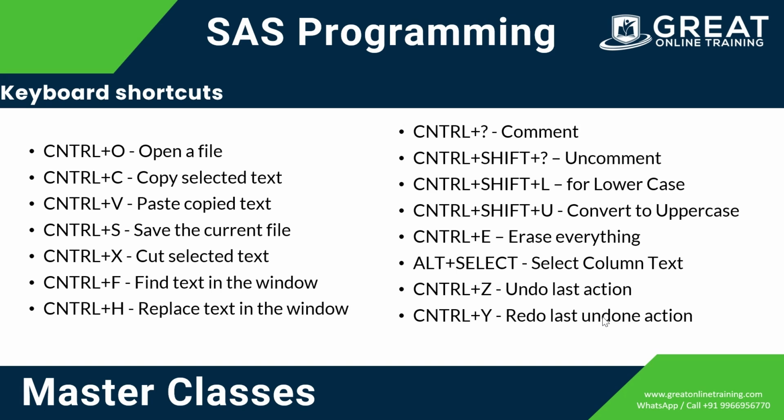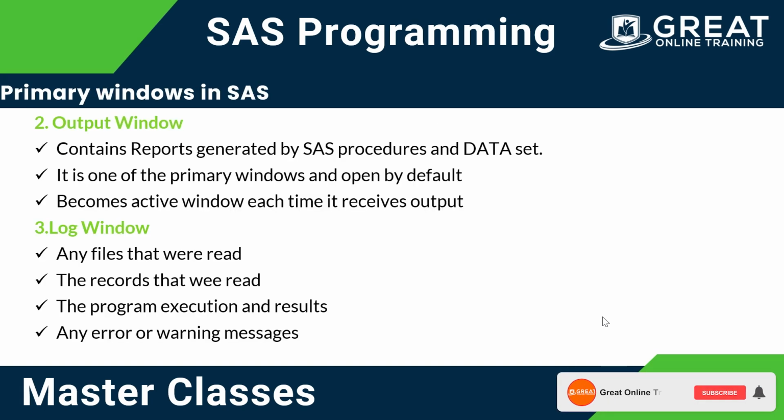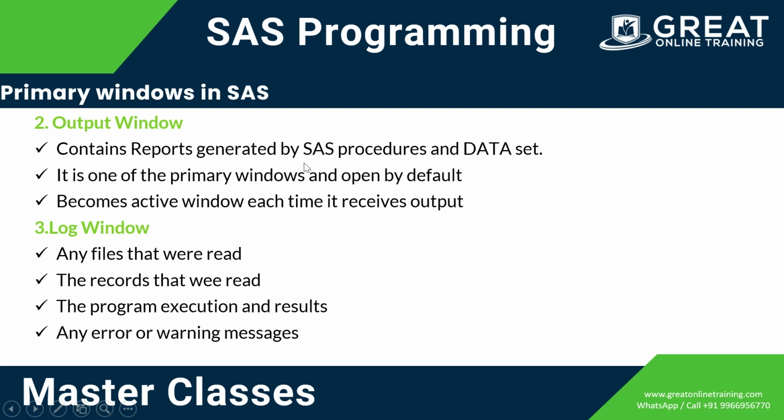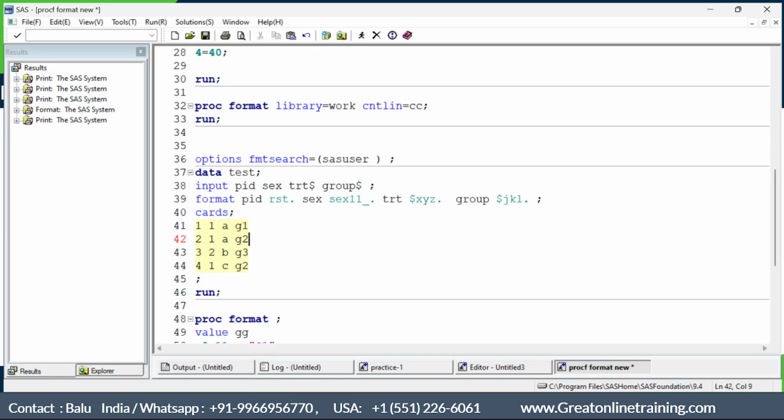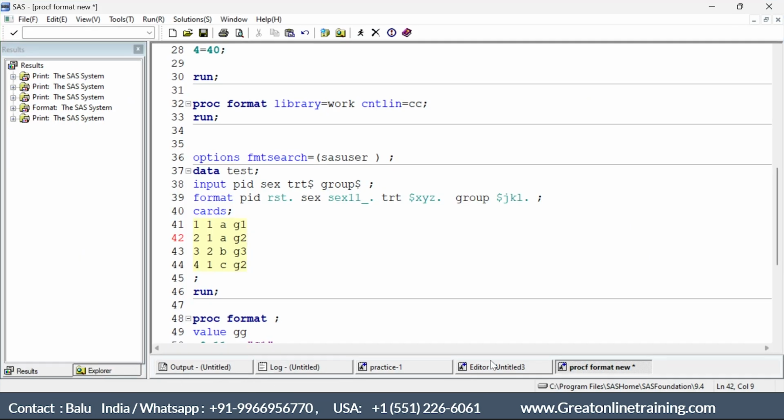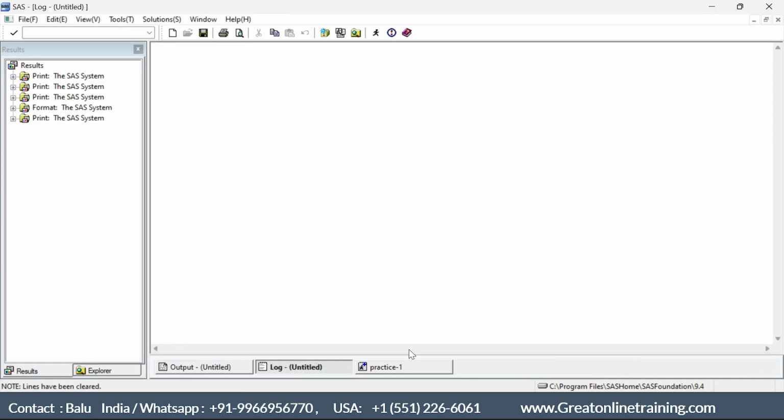Good. So now if we move on, we have some other windows, like the output window. What is this output window? What do we use it for? It contains a report generated by SAS procedures and data sets. So whatever output we are getting in the output window right now, let me close unnecessary stuff for the time being.